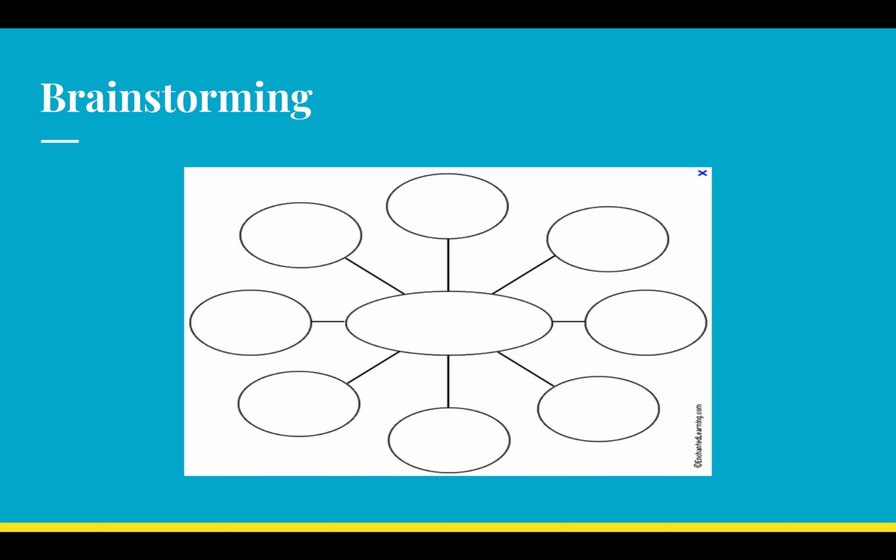This is an example of one way that they can brainstorm. They could put wall in the middle of the paper here and just kind of split it off into different categories about what they think of walls, or maybe countries or cities that they've seen walls.